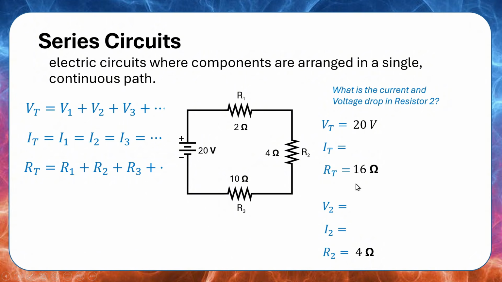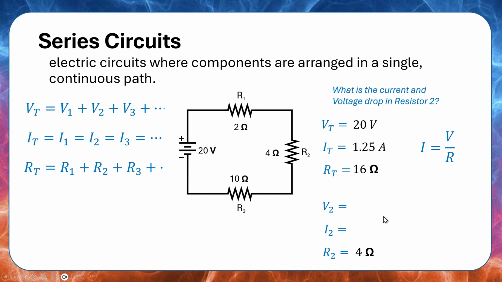Now, we already have two variables given and one unknown. We can now use Ohm's law. Remember Ohm's law? We just need to manipulate it so that I is on the left side, and V will be divided by R to get the I. So solve this: V divided by R, 20 divided by 16, and the answer is 1.25 amperes.